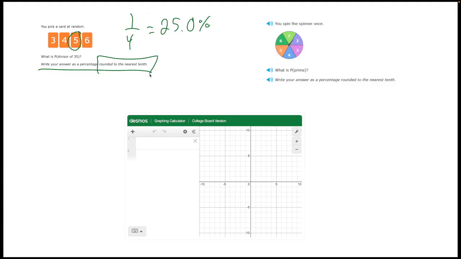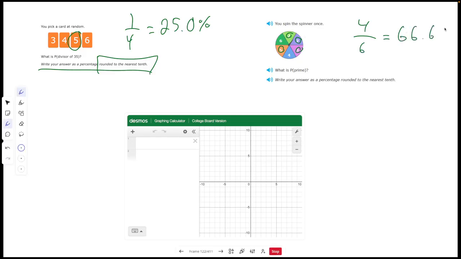All right, for the second problem on the right, prime numbers would be 2, 3, 5, and 7. So that is 4 out of 1, 2, 3, 4, 5, 6 numbers. And so when you multiplied by 100, you should have gotten 66.66 repeating. And when you rounded it to the nearest tenth, you should have gotten 66.7% final answer.